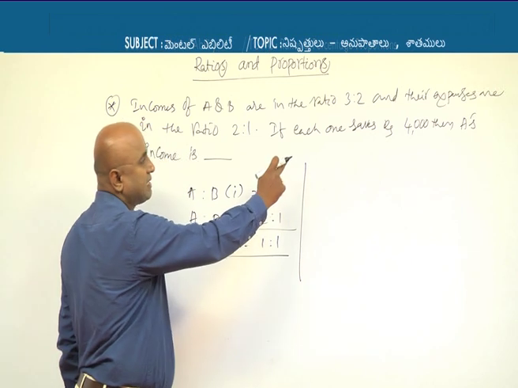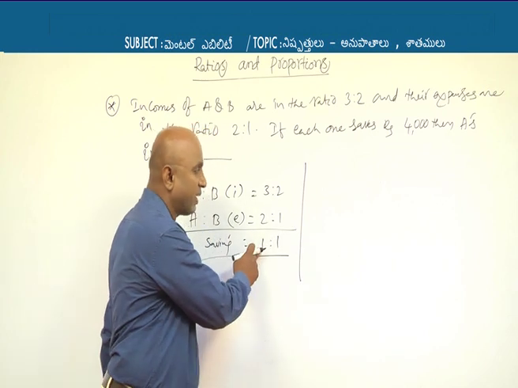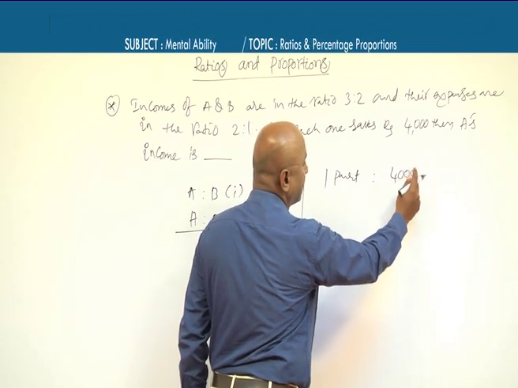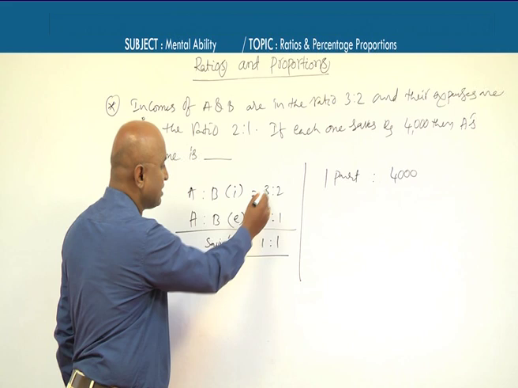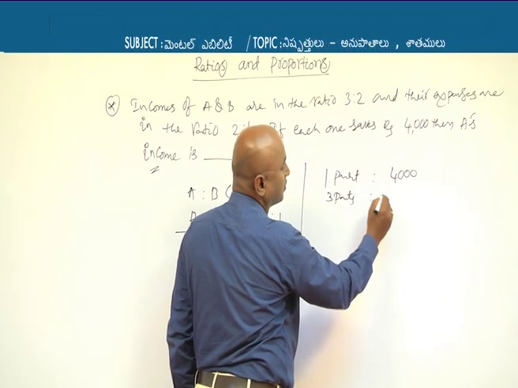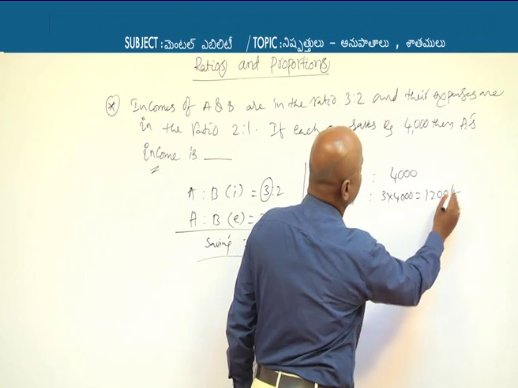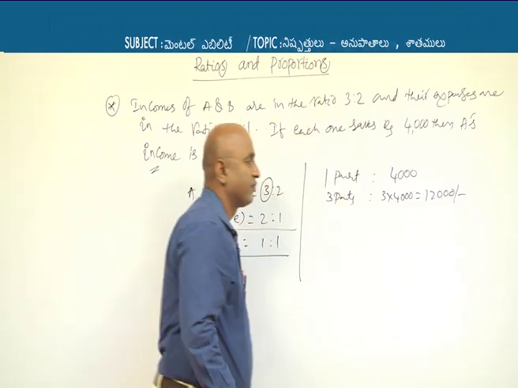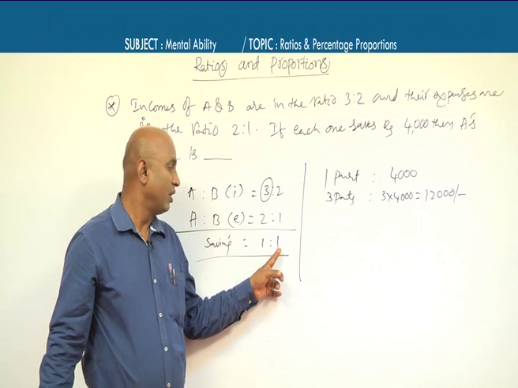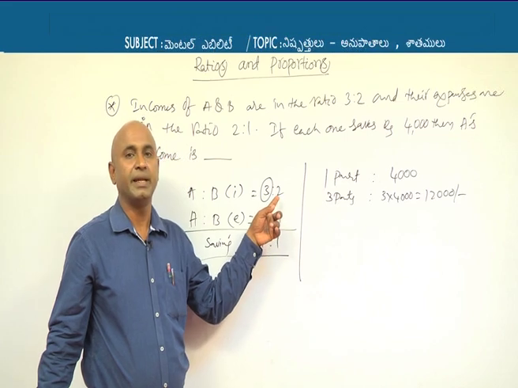What the value given here is, if each one saves rupees 4,000 save చేస్తున్నారంటే saving is 1 part. So 1 part corresponds to 4,000. Then A's income వచ్చి 3 parts. 1 part 4,000 అయితే 3 parts is equal to 3 into 4,000, that is equal to 12,000. Similarly, B's income అడిగా అనుకోండి, సేవింగ్ బీది వచ్చి కూడా 1 part. 1 part 4,000 అయితే B's income 2 parts కాబట్టి 8,000 rupees is the income of B.